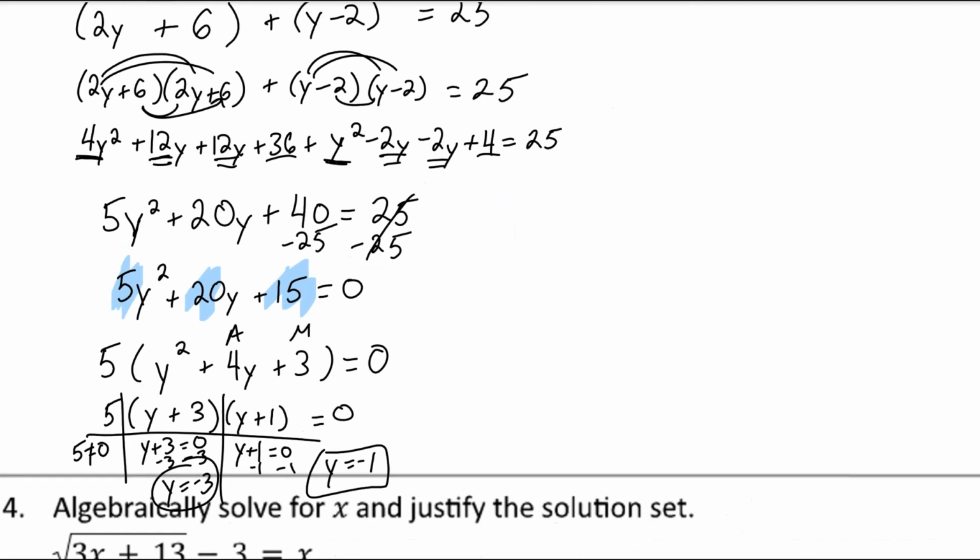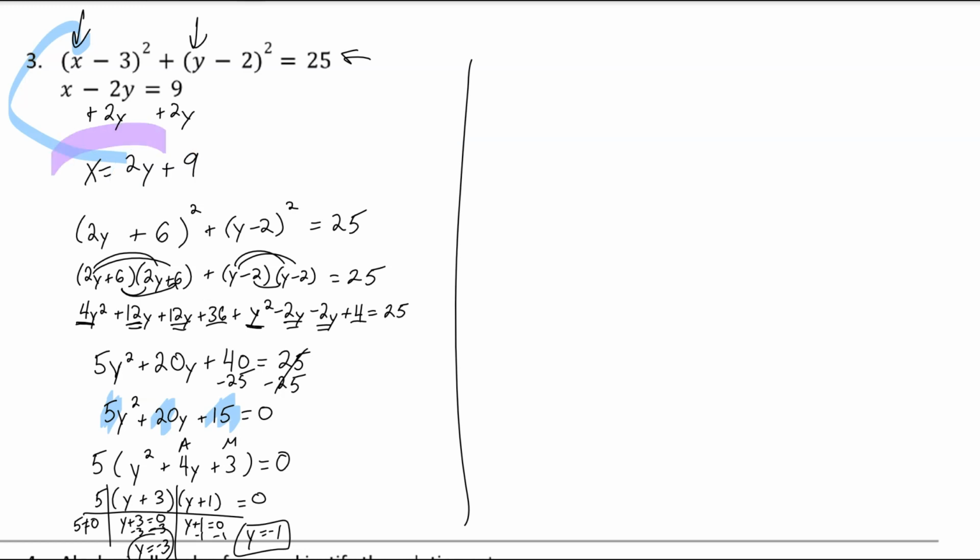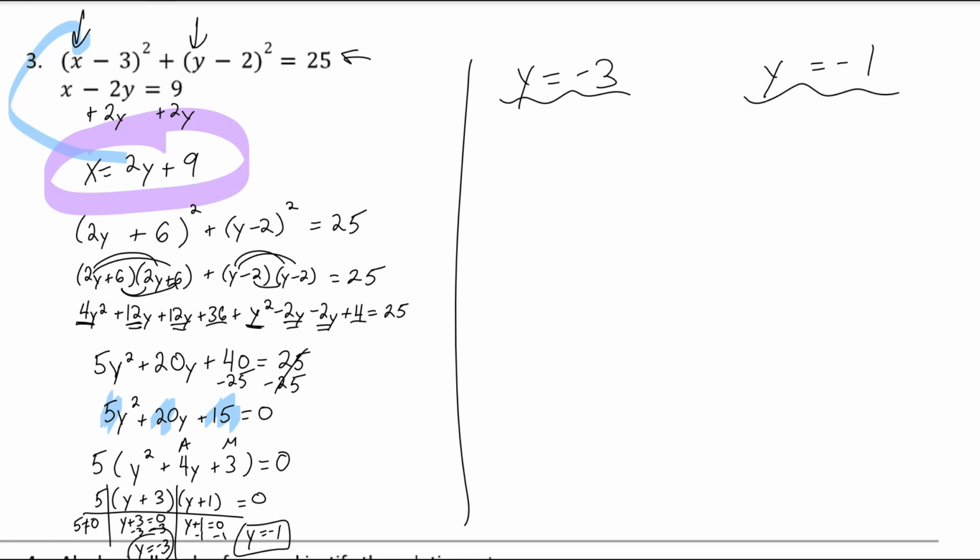But consider how many variables you started with. In my original equations, there's both an x and a y, so as a final answer, I should have 2 x values to correspond with these y values. Now, when you plug back in, it doesn't matter what equation you plug back into. I notice if I plug into that equation highlighted in purple, it would just give me the x value immediately, so that's the one I'm going to do. So I got to plug in y equals -3, and I got to plug in y equals -1.